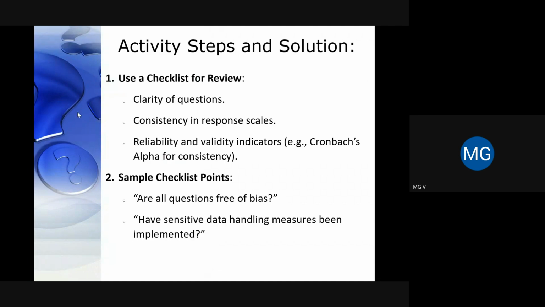Okay. We can use a checklist for review on clarity of questions, consistency in response scales, and reliability and validity indicators such as Cronbach's alpha for consistency. Then sample checklist points. Are all questions free of bias? Have sensitive data handling measures been implemented? So a thorough review ensures the questionnaire meets publication standards, enhancing data quality and adherence to academic rigor.